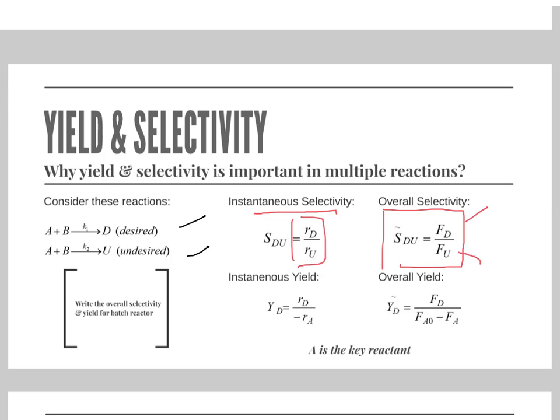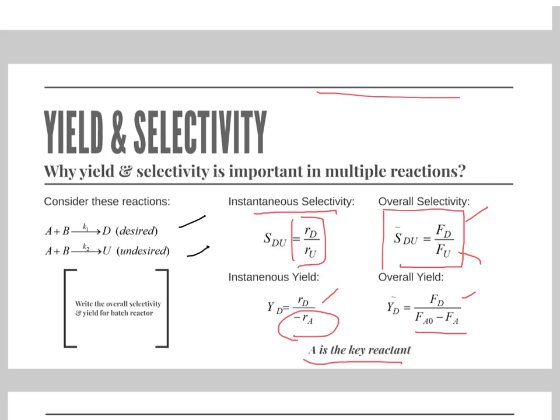For the instantaneous yield, we measure the rate of reaction of the desired divided by the rate of reaction of the reactant A. The overall yield is basically measuring the desired flow rate divided by the molar flow rate of the A reacted. So A is the key reactant.